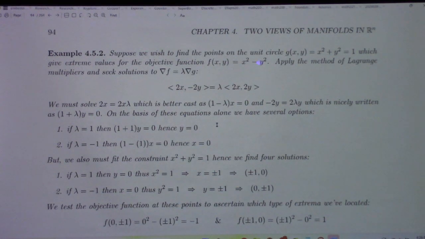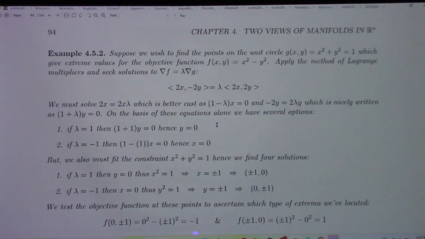Here I wish to find the points on the unit circle which give extreme values for the function x squared minus y squared. I flipped the script. Now I've made the objective function of the last one the constraint function of the next one and vice versa. So the algebra is pretty similar. Gradient of f equals lambda gradient of g, and you work through the algebra. What you find is that there are 4 solutions, (0, ±1) and (±1, 0). These are the 4 solutions that respectively give objective function value -1 or 1.